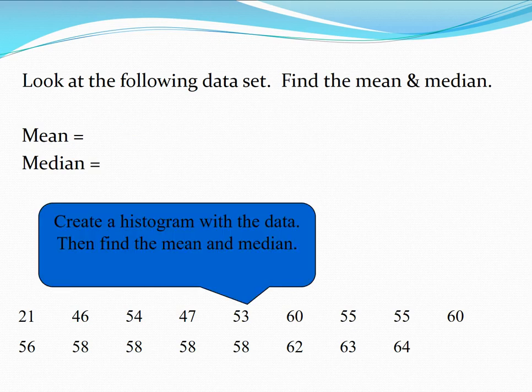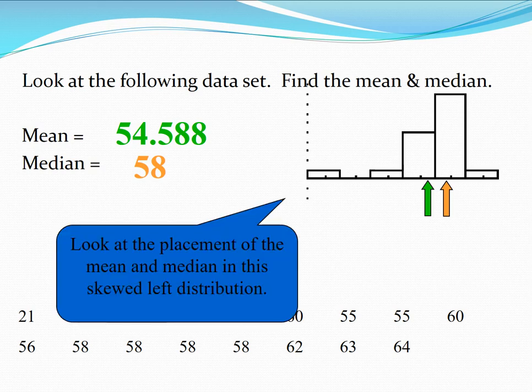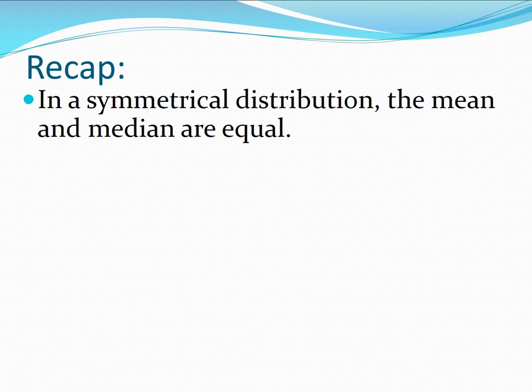Totally different data set. This time create a histogram. This is what this histogram looks like. Now we're skewed to the left. Let me show you the median and the mean. Again, look at that placement. So what's happening in a skewed distribution? Interesting. Let's recap. In a symmetrical distribution, the mean and the median are equal.